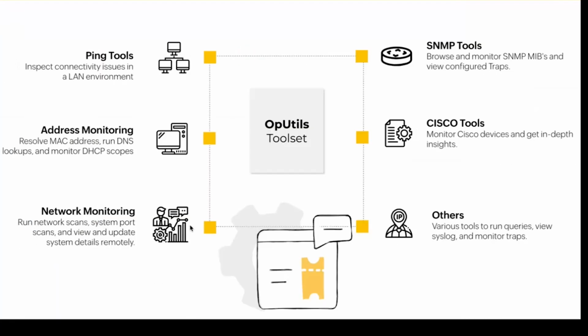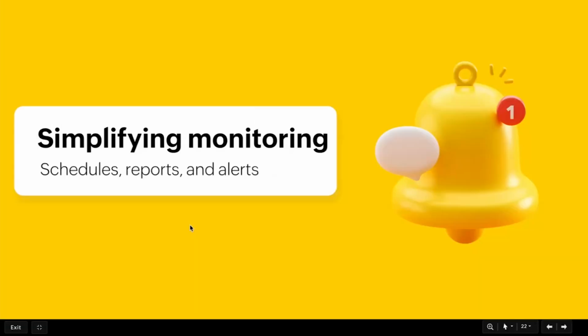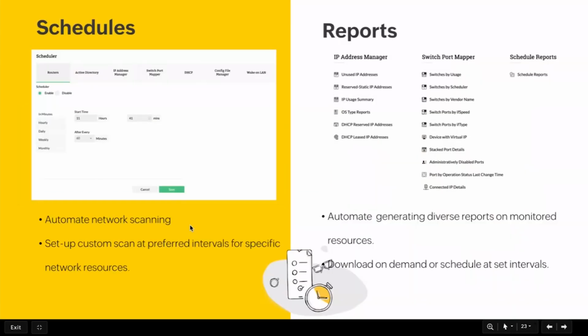Moving on to the next part of the training, which is schedules, reports, and alarms. First, let's see what a scheduler is and why you need this schedule option. The simple reason is to automate network scanning and update real-time insights on IP addresses and MAC addresses. Using an on-demand scanner every time to scan your IPs and MACs is such a headache, right? With the help of the OpUtils scheduler option, you can set up custom scans at preferred intervals for specific network resources. Similarly, you can schedule scans for your routers, Active Directories, IP address manager, switch port mapper, and so on.